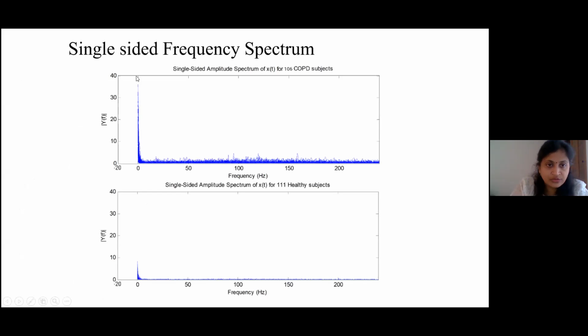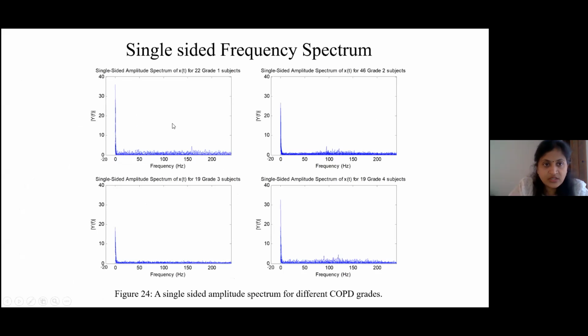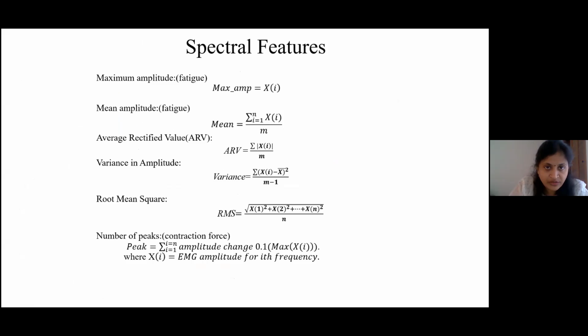You see the amplitudes, your frequency spectrum, single-sided amplitude spectrum, and whenever there is very little muscle activity, you can see this. So these are some more examples. This is for the first type of signals, for the second, third and fourth type of signal. You can see this kind of frequency spectrum, that is, single-sided frequency spectrum.